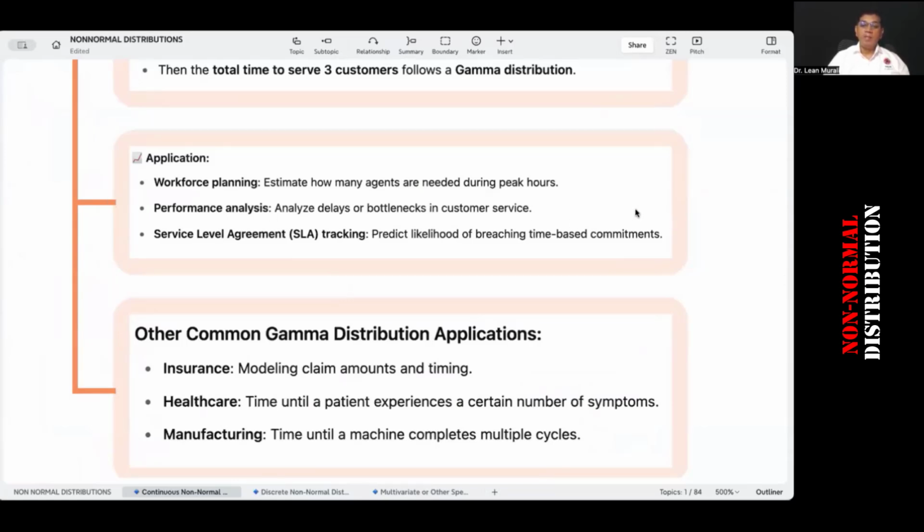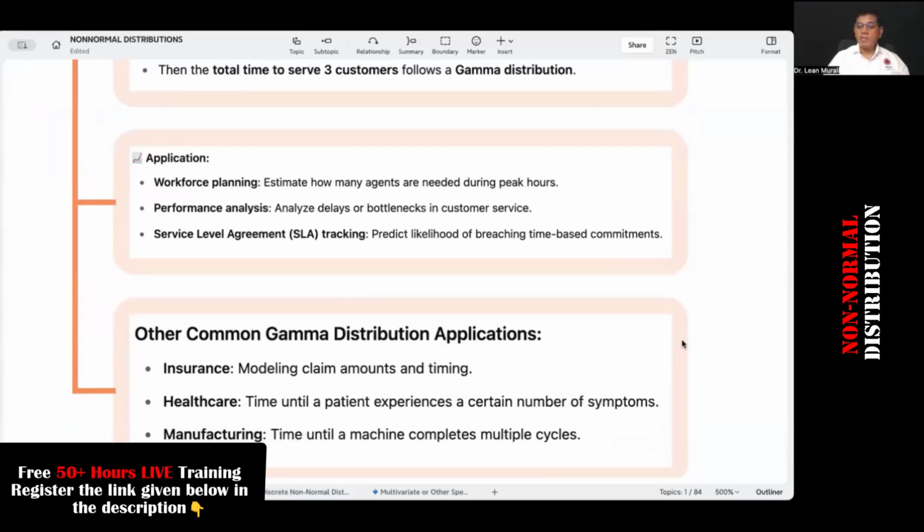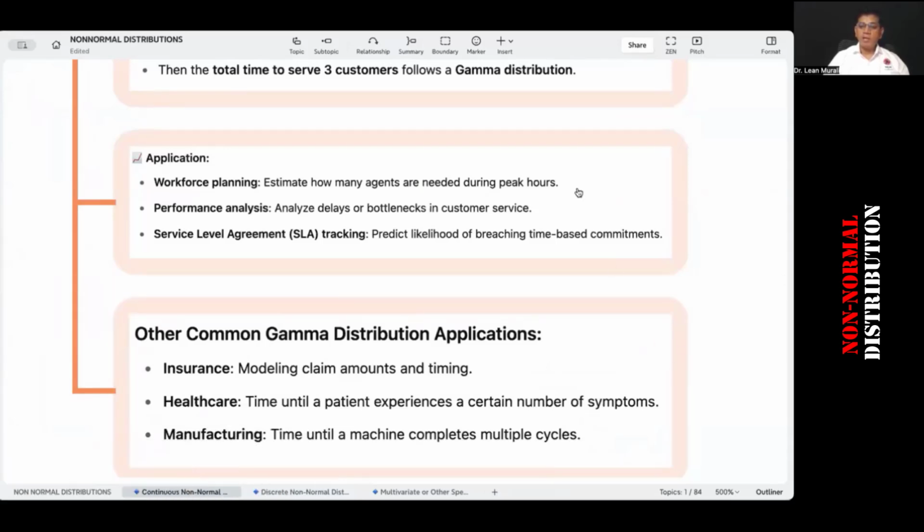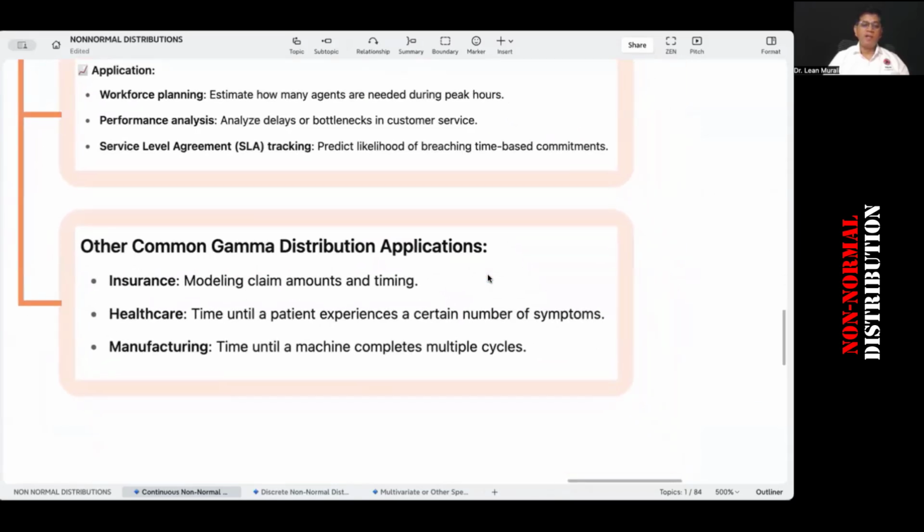The application is in workflow planning, performance analysis, and service level tracking. How many of you track SLAs? Type SLA in the chat box, if you track SLAs, service level agreements.